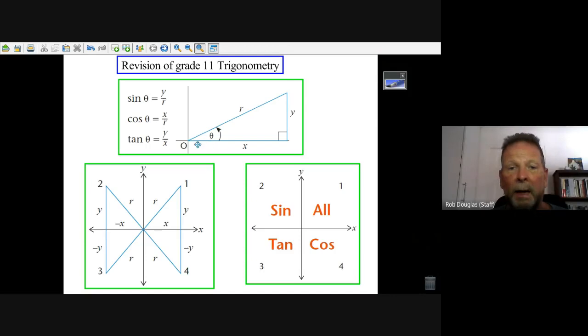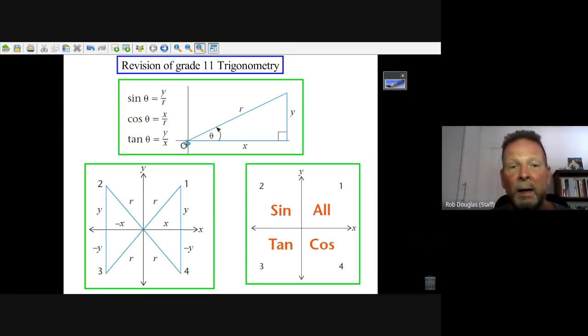And there's a reason why we're using the letters X, Y, and R, because we're going to look at it in a coordinate plane. But when you say the sine of this angle here is y over r, that should make sense to you because it's the opposite side over the hypotenuse. And cosine is x over r, that's the adjacent side over the hypotenuse. And tangent is y over x, that's the opposite side over the adjacent side. So that's the very beginning of trigonometry.